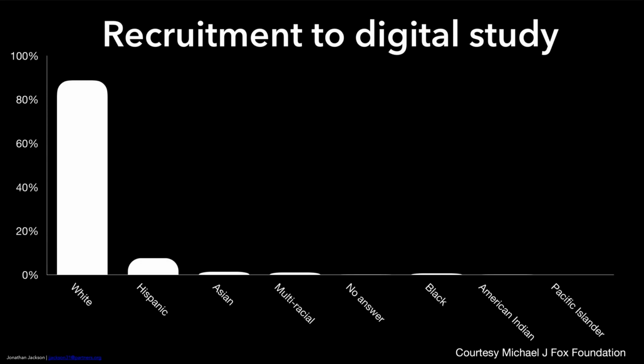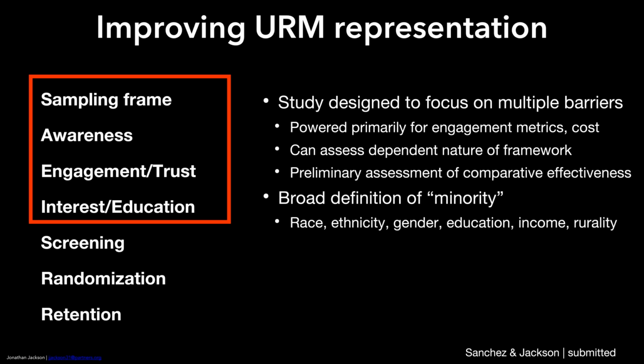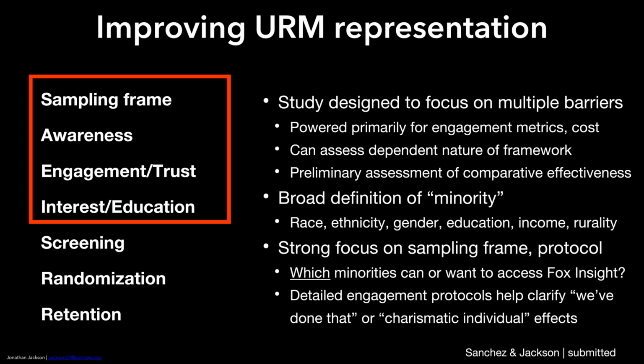It turns out that it's not just a matter of racial and ethnic diversity, but if you additionally look at diversity of income, diversity of educational attainment, things of that nature, you can see that the sample is relatively privileged in those domains as well. So what we did was we did a study that was designed to focus on multiple barriers. We also found ourselves including that sampling frame estimate, and we had a very broad definition of minority. So instead of just thinking about race and ethnicity, we also included gender minorities.